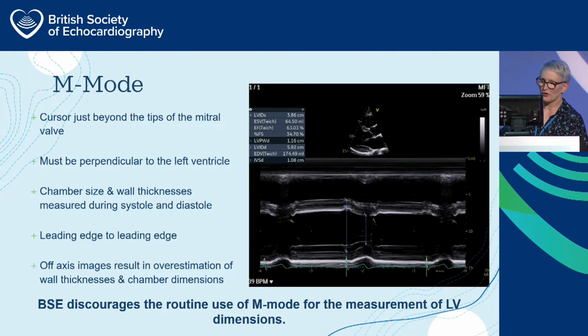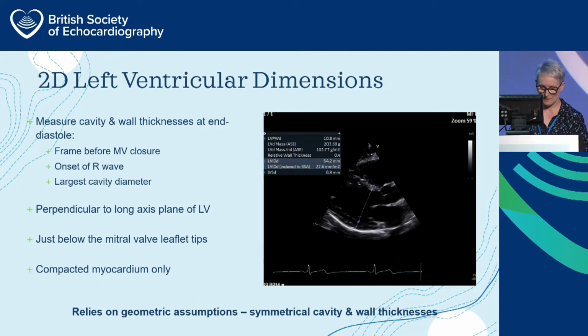If you can't get the cursor perpendicular to the left ventricle due to an off-axis image, then you're going to overestimate the wall thicknesses and the chamber dimensions, and consequently, BSE discourages the routine use of M-mode for the measurement of LV dimensions. It's acceptable if you can get a good on-axis image, but otherwise, don't bother. So moving on to 2D.